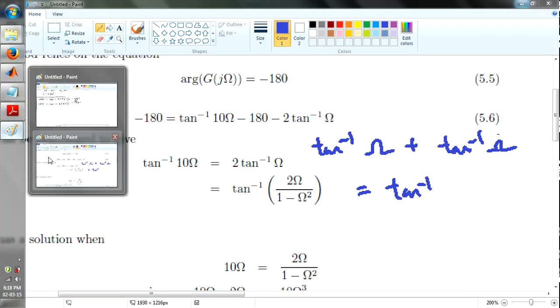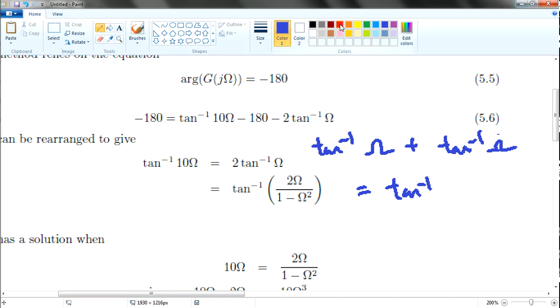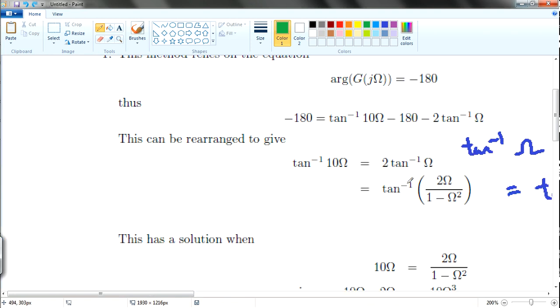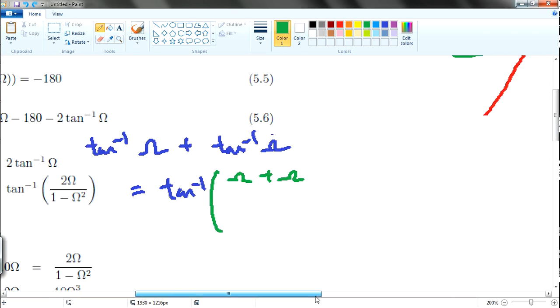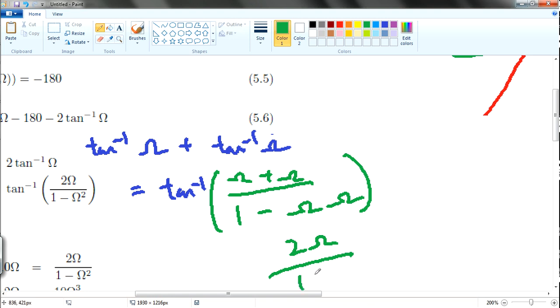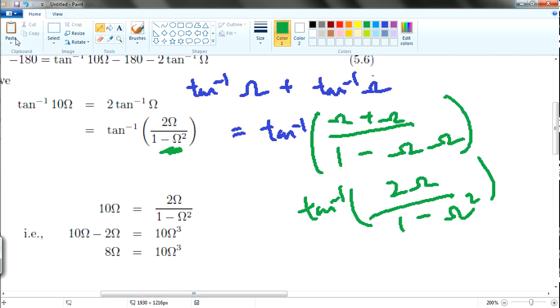So let's continue first. In this case, we will have omega plus omega divided by 1 minus omega times omega. So this is why we have 2 omega over 1 minus omega square. So I've cleared the one million dollar question.